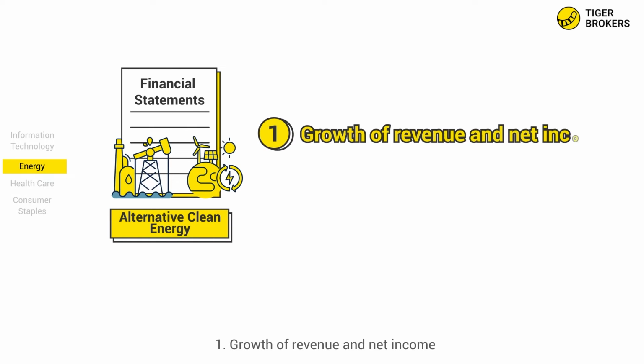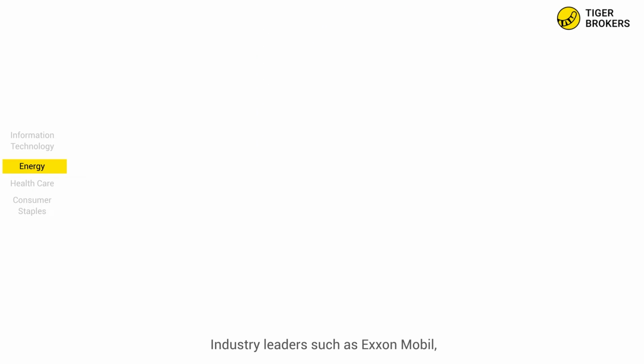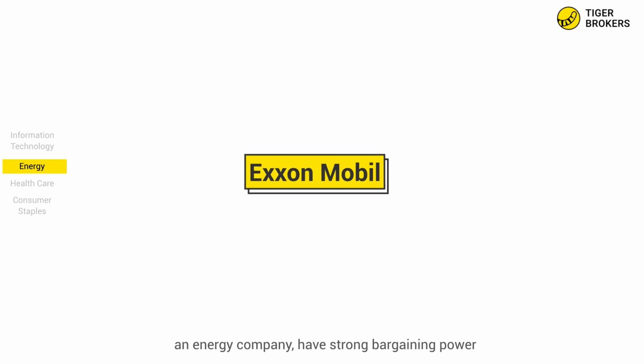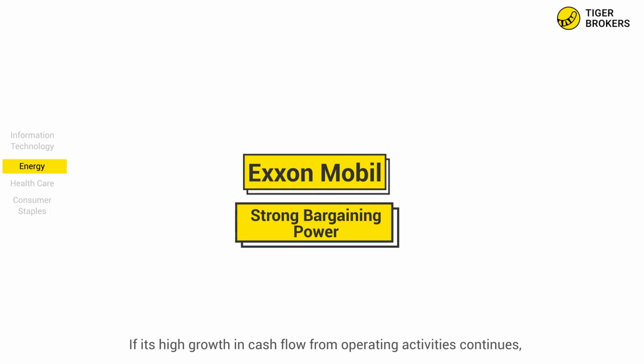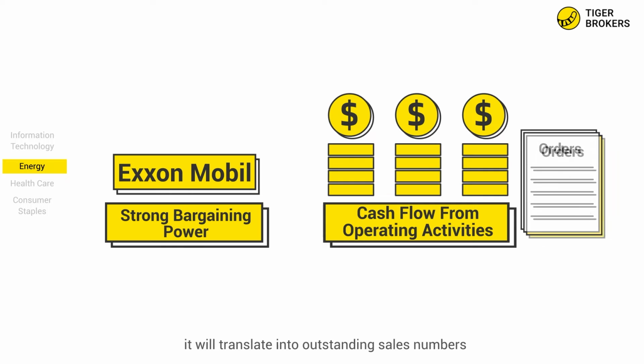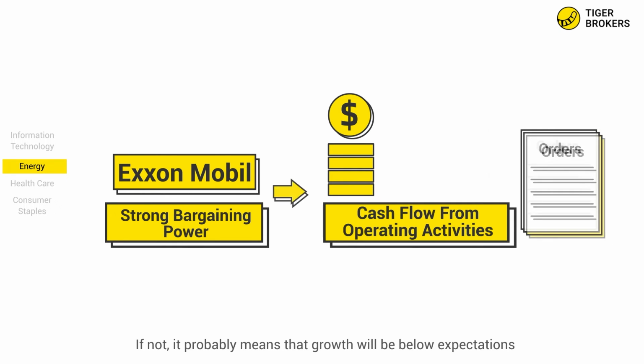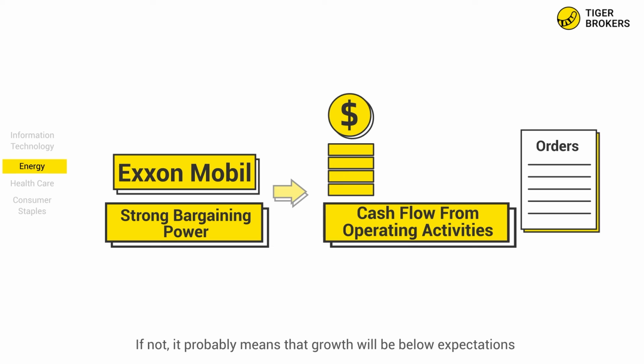1. Growth of revenue and net income. 2. Cash flow from operating activities. Industry leaders such as ExxonMobil, an energy company, have strong bargaining power. If its high growth in cash flow from operating activities continues, it will translate into outstanding sales numbers. If not, it probably means that growth will be below expectations.